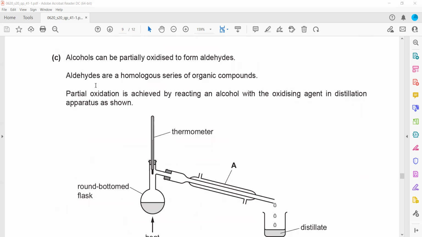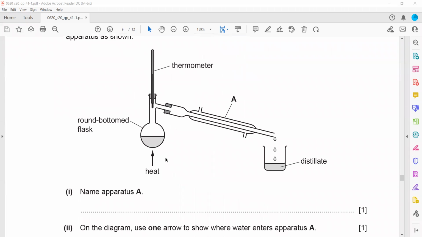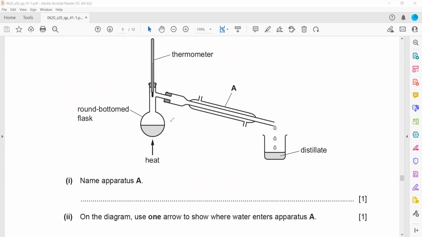Then alcohols are partially oxidized to form aldehyde. This is another type of compound. And aldehydes are a homologous series of organic compounds. In O levels, you don't have to learn specifically about aldehyde. This is just information they provide. So partial oxidation is achieved by reacting alcohol with an oxidizing agent in a distillation apparatus. As you can see, name the apparatus A. This is called a condenser, or we say Liebig condenser.